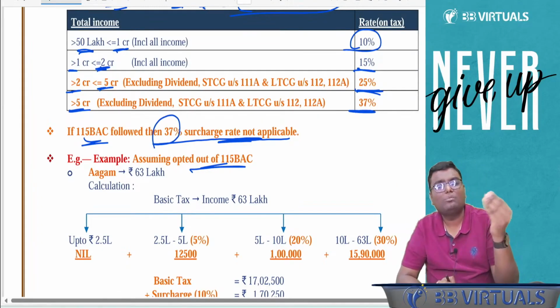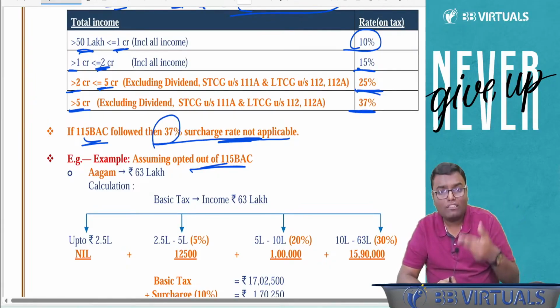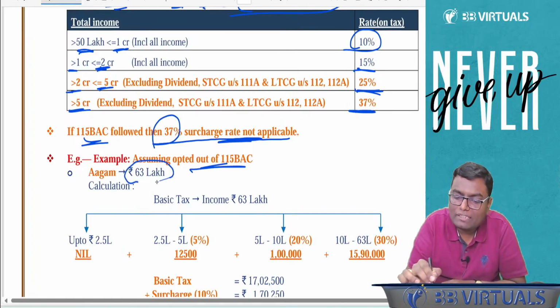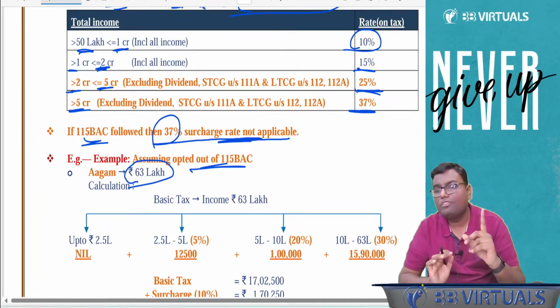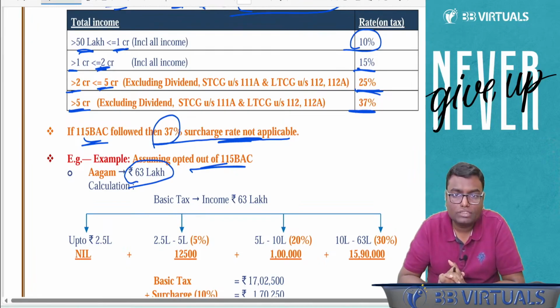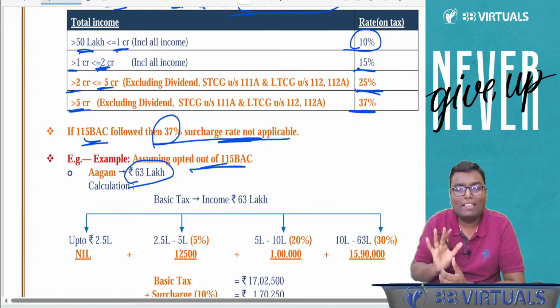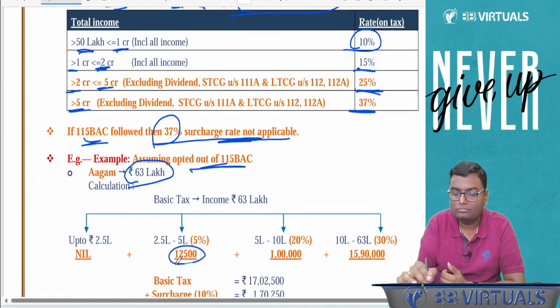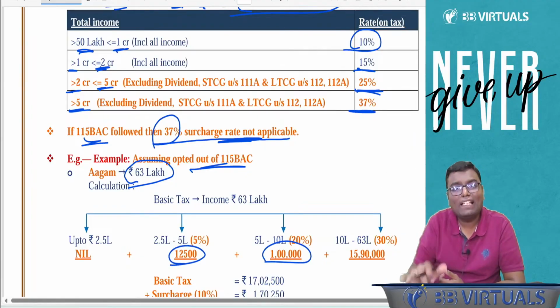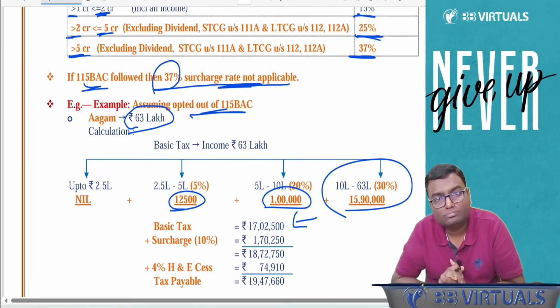Let's say there is a person called Mr. Agam. If nothing is said, I am resident, below 60. Total income is 63 lakh. First, what you will do? You will calculate basic tax. So can I say we have remembered a ninja technique that up to 10 lakh the tax is fixed, 1,12,500. And more than 10 lakh, can I say it will be 30%. So the total basic tax comes to 17,02,500.